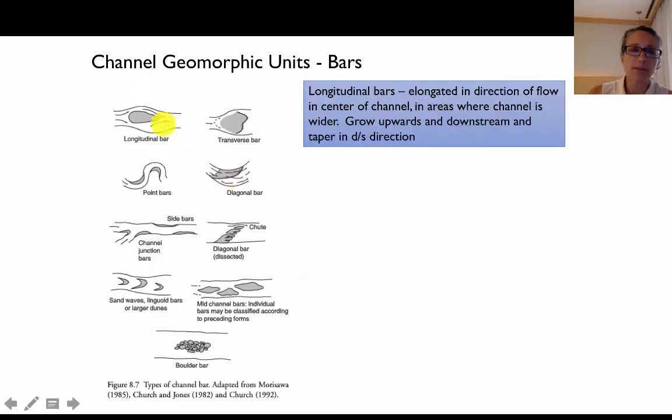So the first type is a longitudinal bar, and these are elongated in the direction of flow in the center of channel, so they're not attached to the side. These are the kinds of bars that you might see in a braided river. And they tend to be in areas where the channel is wider. They taper usually in the downstream direction.